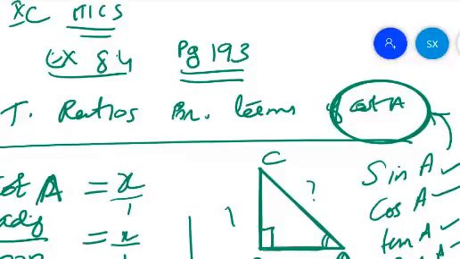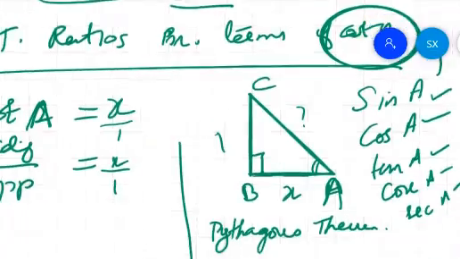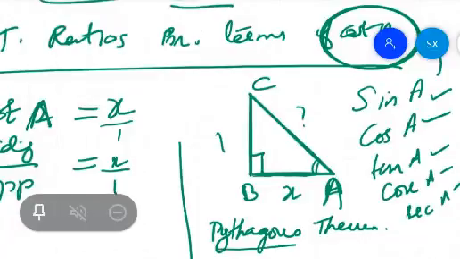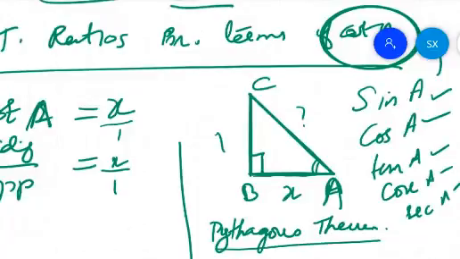Anybody? What is Pythagoras theorem? You forgot. Square plus 1, square root of. You forgot that. In a right angle triangle, the square of the hypotenuse is equal to the sum of the squares of the other two sides. Pythagoras theorem.